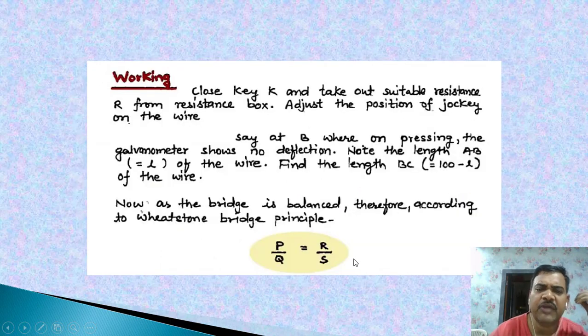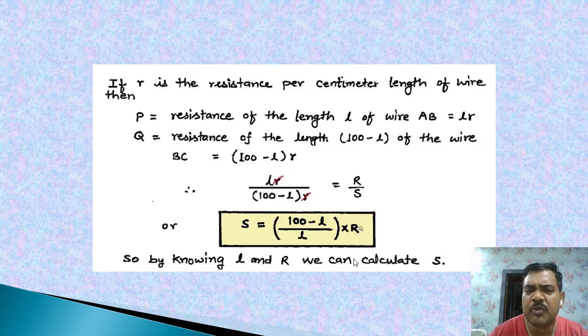Now the working. Close key K and take out suitable resistance R from the resistance box. Adjust the position of the jockey on the wire, say at B, where on pressing, the galvanometer shows no deflection. Note the length AB equal to L of the wire. Find the length BC equal to 100 minus L. Now as the bridge is balanced, according to the Wheatstone bridge principle, P upon Q equal to R upon S. If small r is the resistance per centimeter length of wire, then P equal to the resistance of the length L of wire AB, that is Lr.